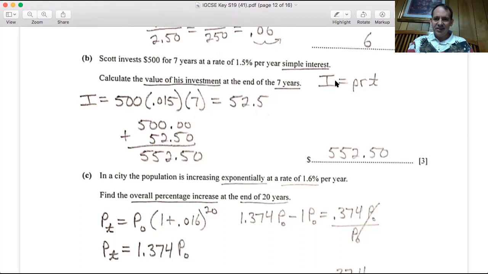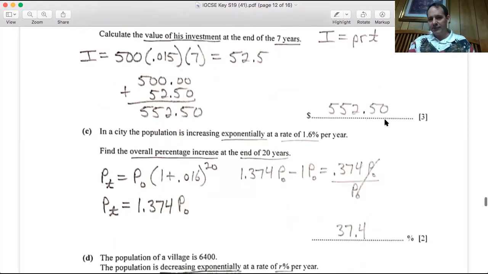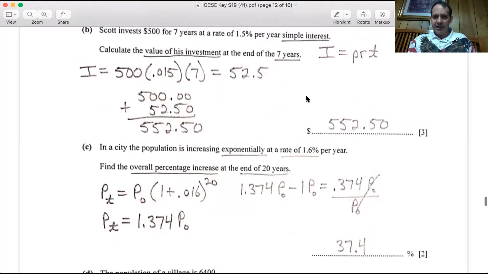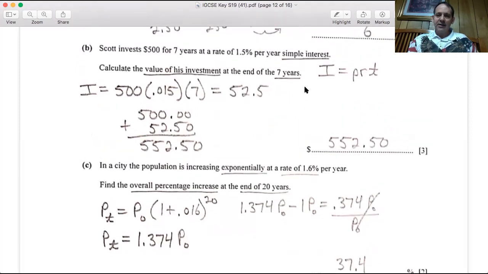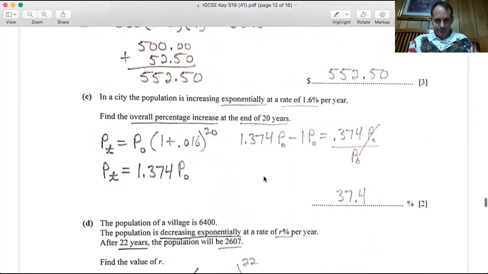Now remember, this is the interest, not the total amount. This is asking for the value of his investment. This wants the total. So you need to add your interest back to the principal. You started with 500, you earned $52.50 in interest. Add those together, so your total is now 552.50. So make sure you're paying attention to the question. Does it only want interest or does it want the total amount?